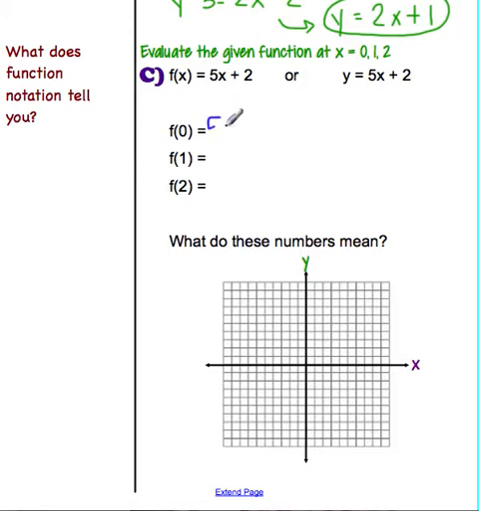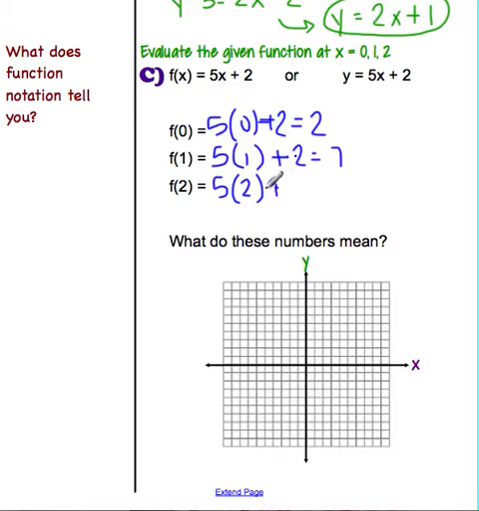F of 0 would be 5 times 0 plus 2, which is 2. And f of 1 would be 5 times 1 plus 2, which is 7. And f of 2, 5 times 2 plus 2, which would be 12. Now what do these numbers mean? Well, these are our ordered pairs. So we have the ordered pairs of (0, 2), (1, 7), and (2, 12).